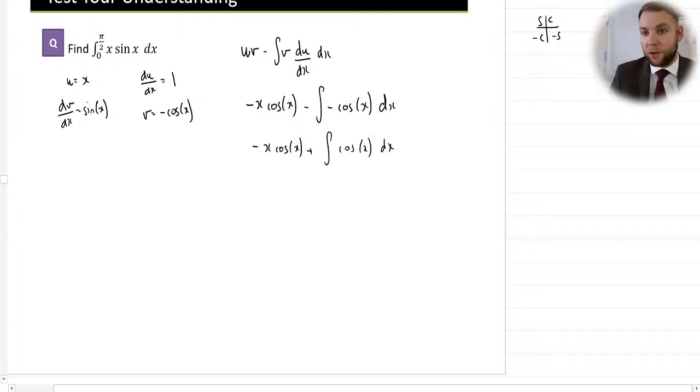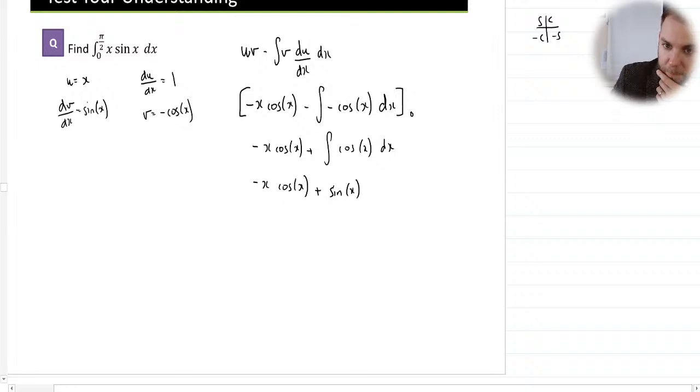And we know that cos of x integrates to sine, so it's minus x cos of x plus sine of x. Now, we know that we want this between the two limits, so actually all of this should be between pi over 2 and 0. Then I need to sub in those values, don't I?